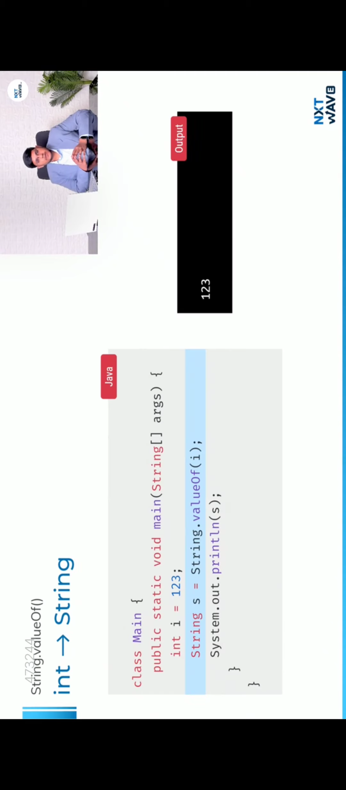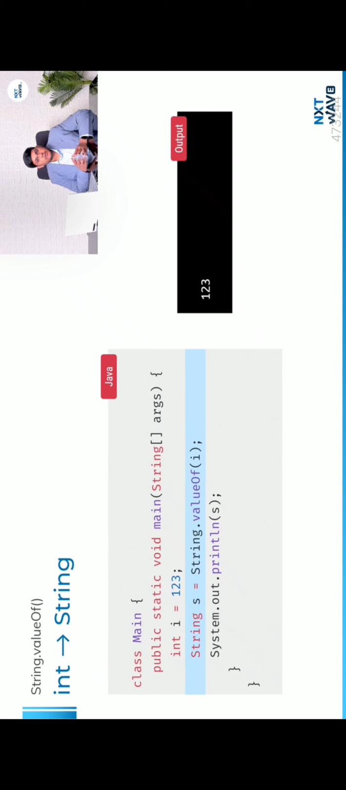Okay, so first look at String.valueOf. Assume we have a scenario where we have an integer value and we need to convert it into a string value. The way we do conversion between primitive data types and the string data type is we use string methods. There is a method called String.valueOf, and we need to give the variable name.